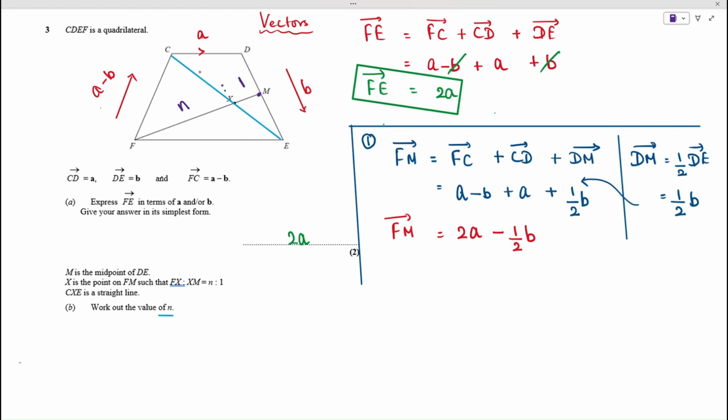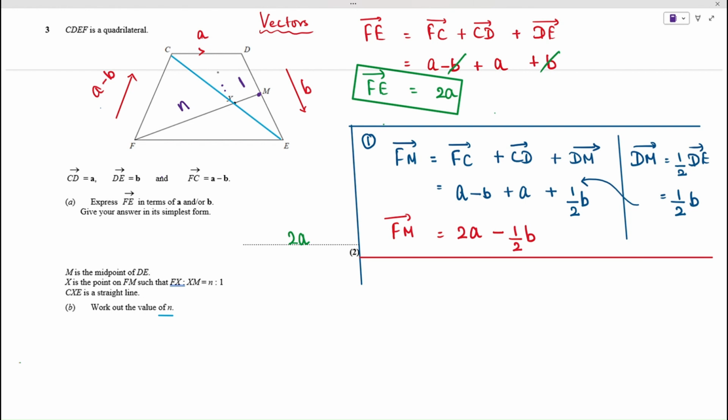For vectors, to make life easier for us, we're going to keep our main terms of a and b separate from their coefficients. So we could write 2a minus b over 2, but it's easier to deal with half b when considering vectors. We've now found FM.